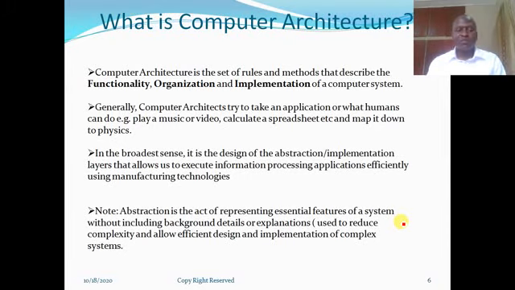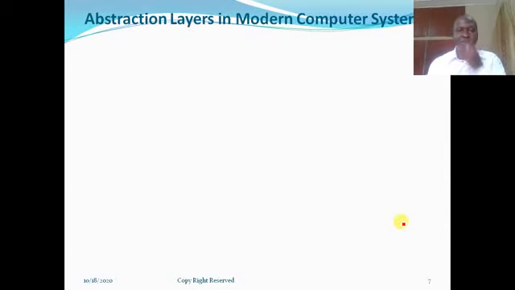And I want us to take note of what I mean by abstraction layer here. By definition, abstraction is the act of representing essential features of a system without including background details or explanation. And abstraction is often used to reduce complexity and allow efficient design and implementation of any complex system.